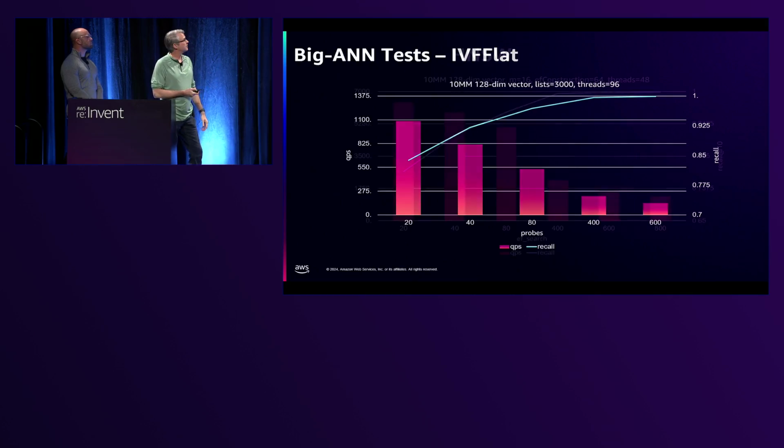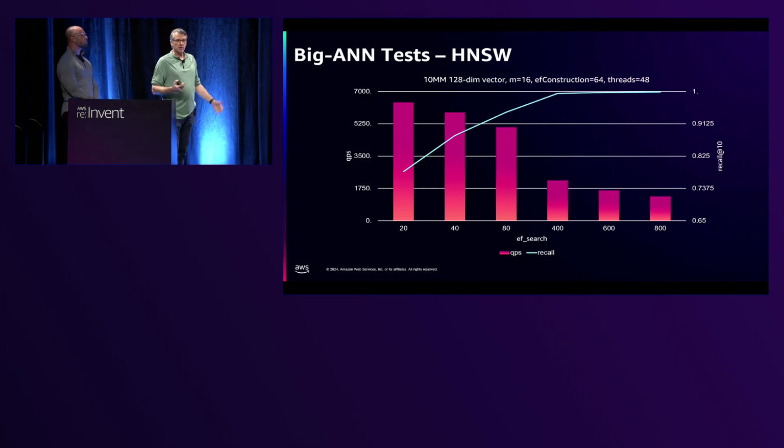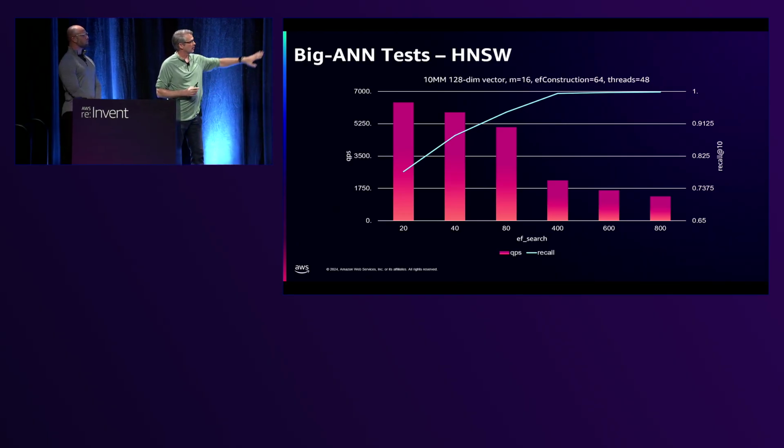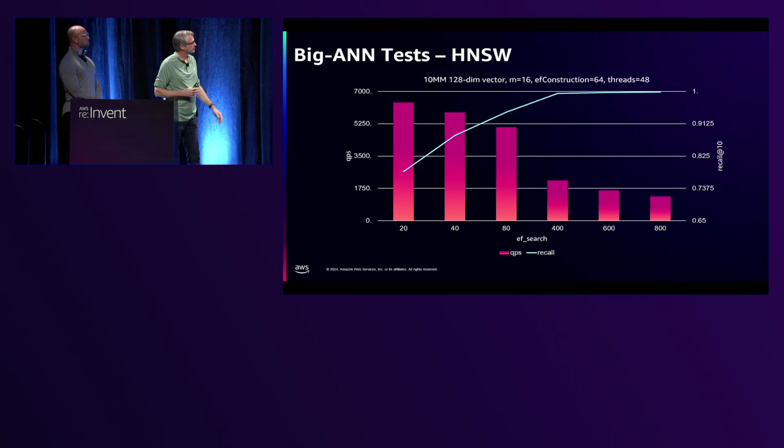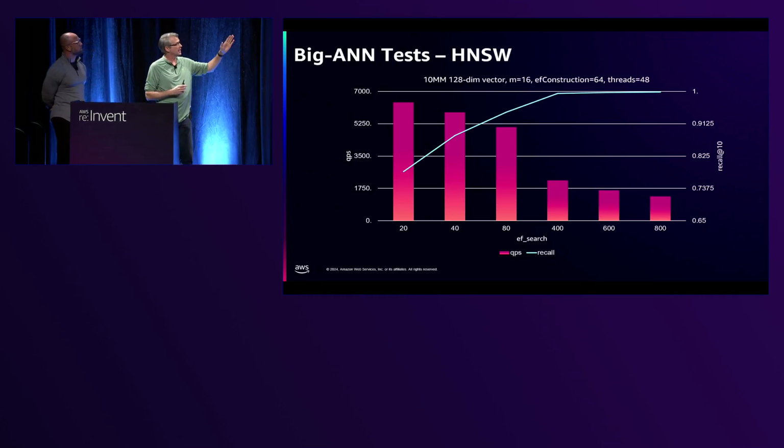So that's IVF flat. And HNSW, similar. Across the bottom is EF search. Basically, how many of those neighbors do we want to consider when we're searching? When it's 20, queries per second is great, but as we increase the EF search, we can see the recall increasing, getting close to 100%, around, I don't know, maybe 300 for the EF search. But after that point, yeah, maybe it goes up a little bit, but can you afford to take the hit in the queries per second to get that little bit better recall? So again, just something to keep in mind.